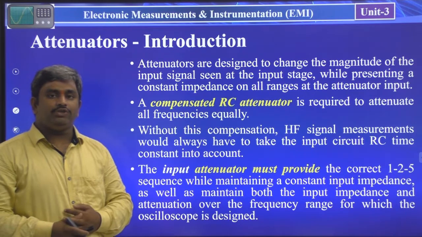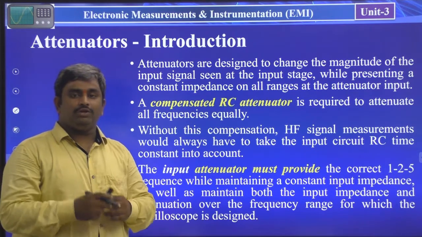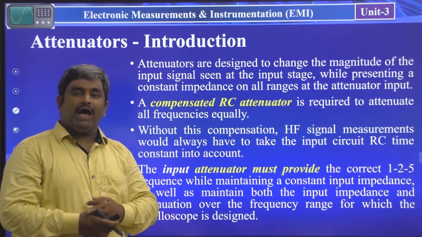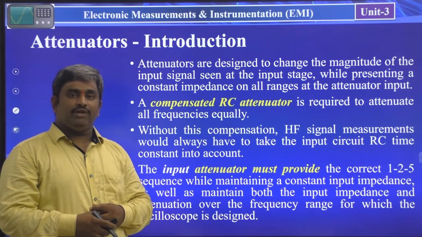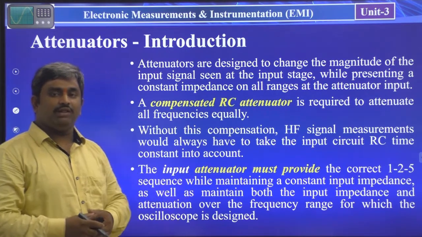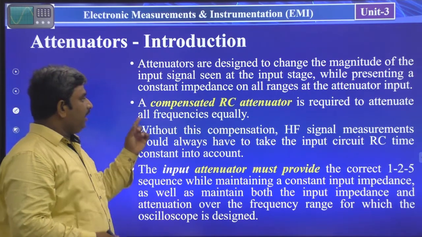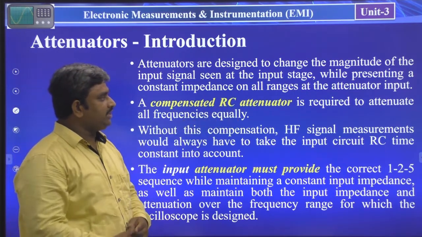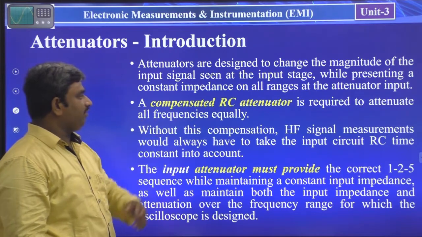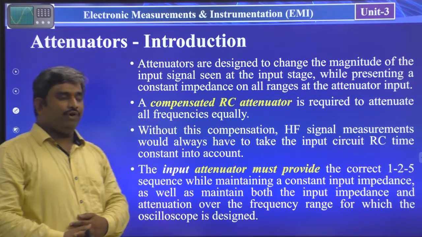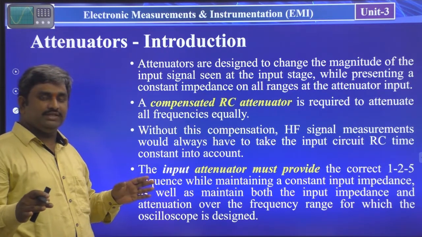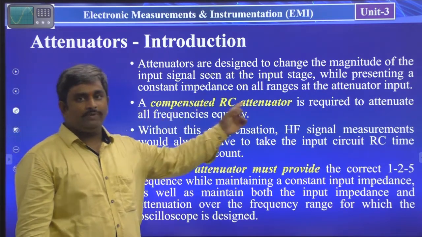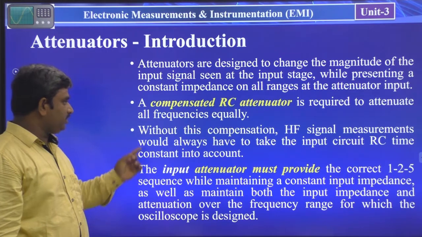So the attenuator should provide the attenuation, without changes in the amplitude or magnitude of the signals, for all the frequency ranges. A compensated RC attenuator is required to attenuate all frequency signals. Generally, for attenuating all signal frequencies, we need a compensated RC attenuator circuit.